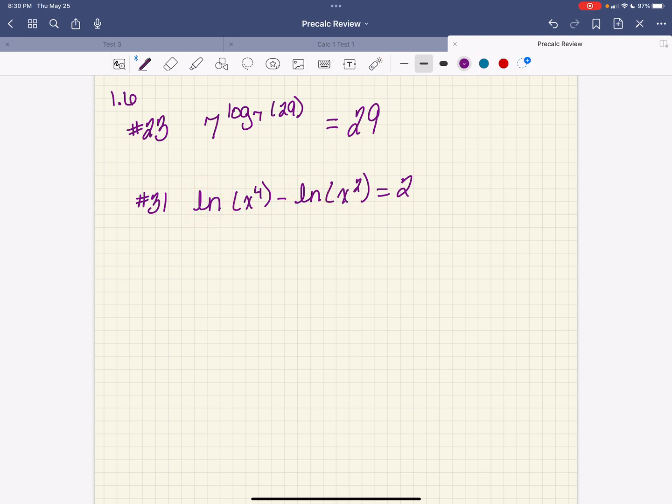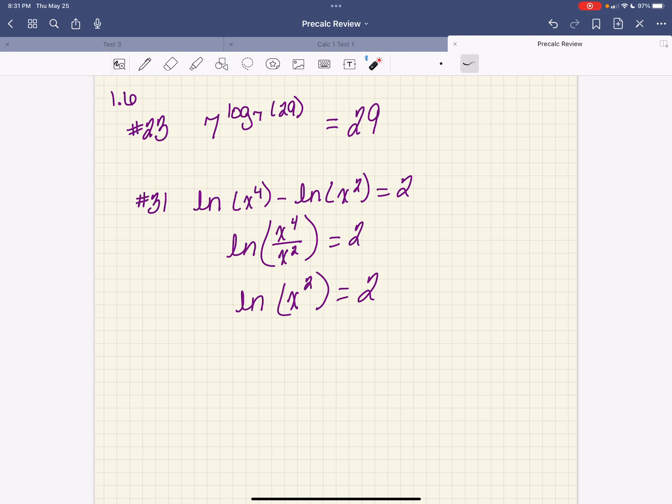So I can rewrite that then as division of 1 log. So I have the natural log of x to the 4th over x squared equals 2. That does simplify to natural log of x squared equals 2. Okay, so these are our log properties.